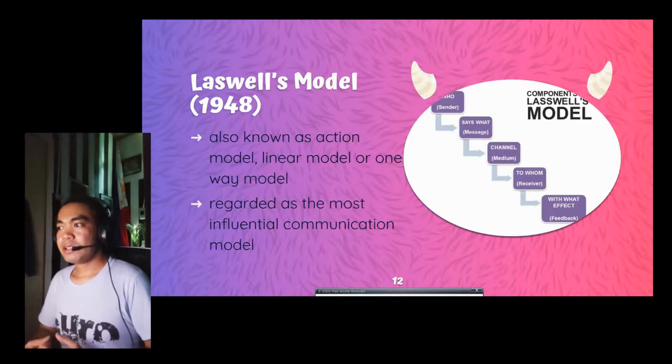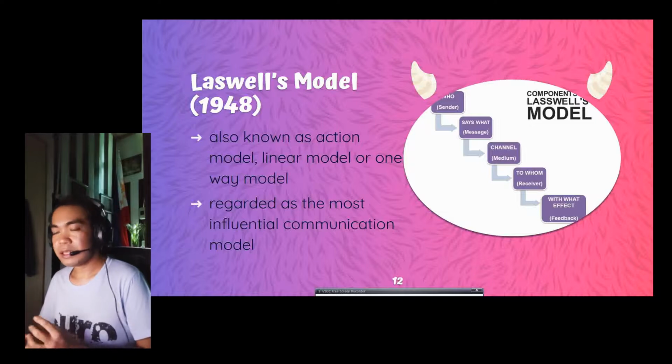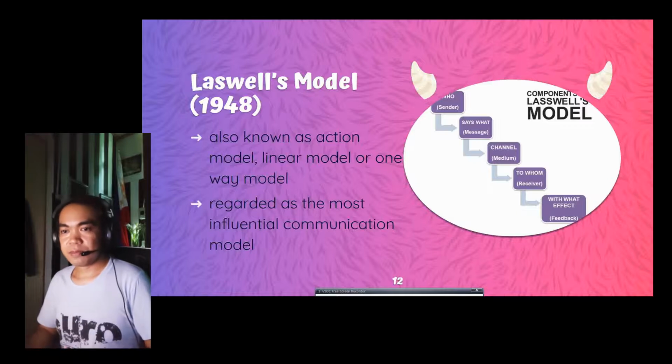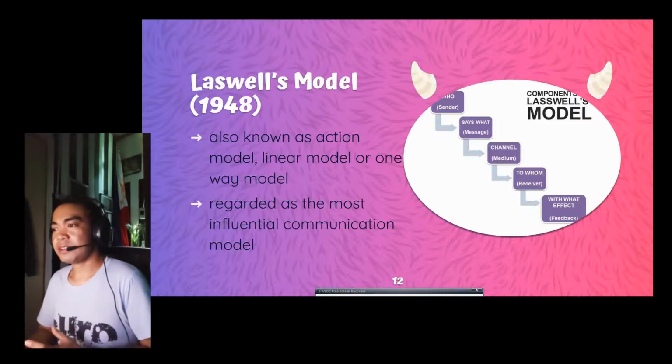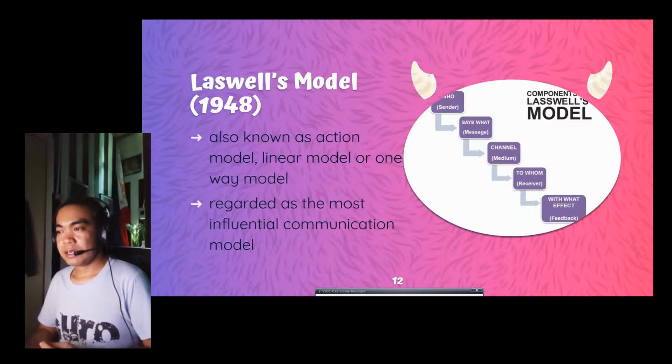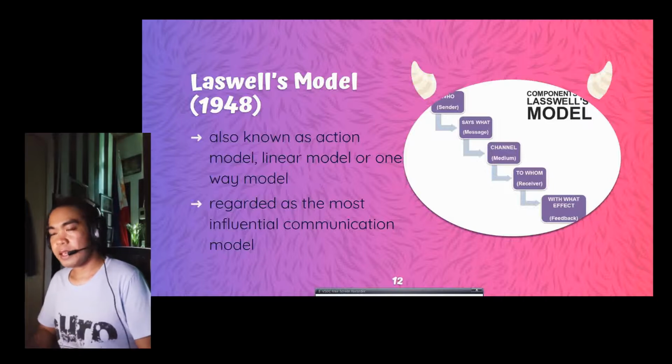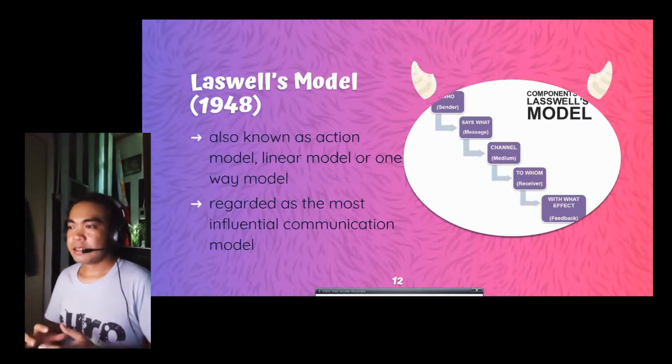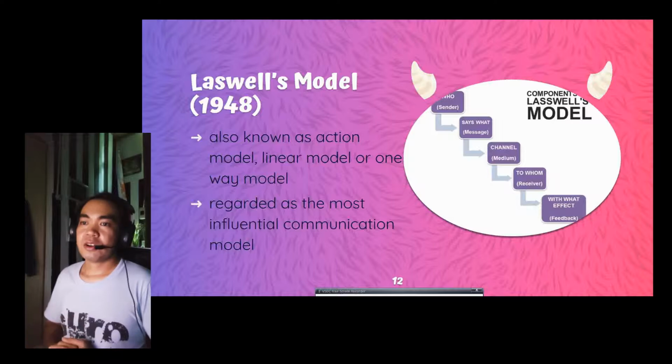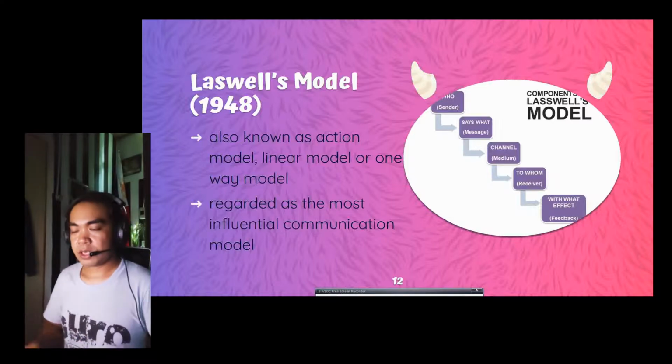Okay, so this is Lasswell's model, and if you notice, it ends with a feedback, and the feedback is not relayed back to the sender. It's just perhaps the reaction of the receiver. Okay, so: who says what, in what channel, to whom, and with what effect. These are the steps of Lasswell's model of communication.